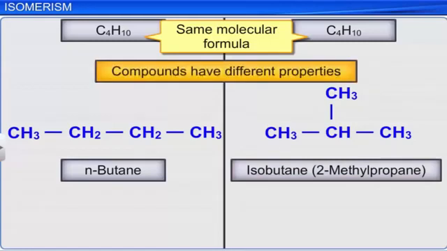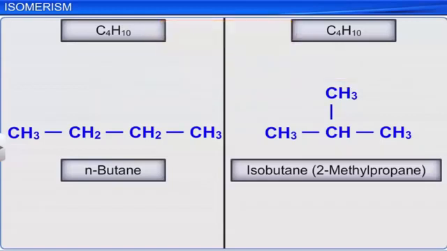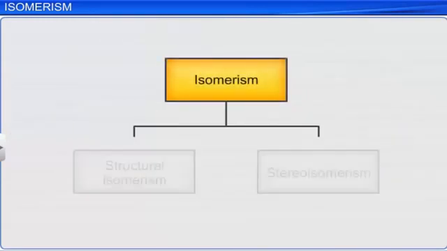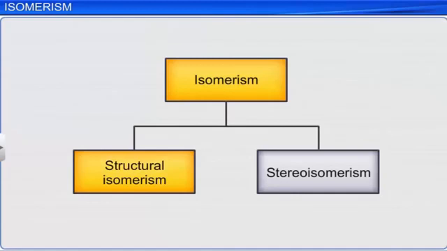Both these compounds have different properties. The phenomenon of existence of two or more compounds with the same molecular formula but with different properties is known as isomerism, and the compounds are called isomers. Thus, n-butane and isobutane are isomers. Isomerism can be of two types: structural isomerism and stereoisomerism.